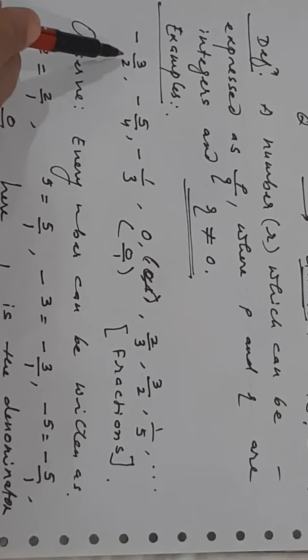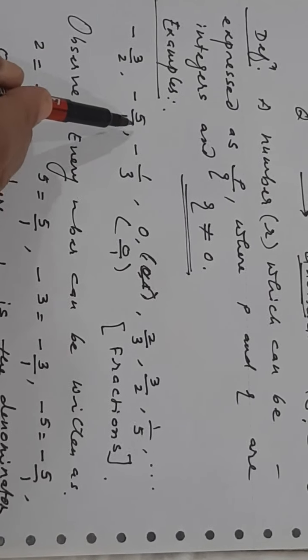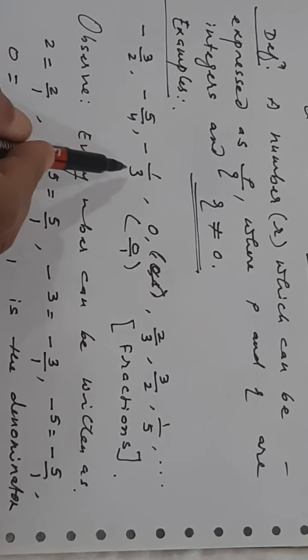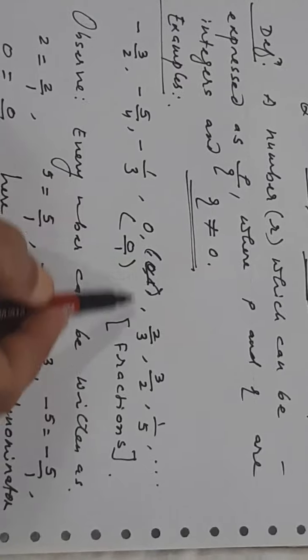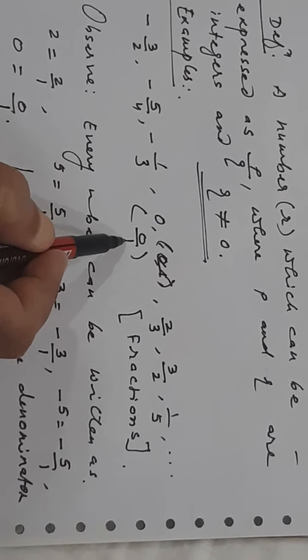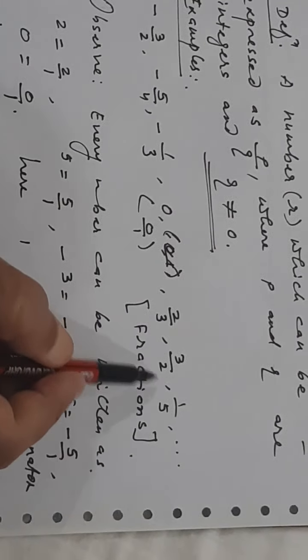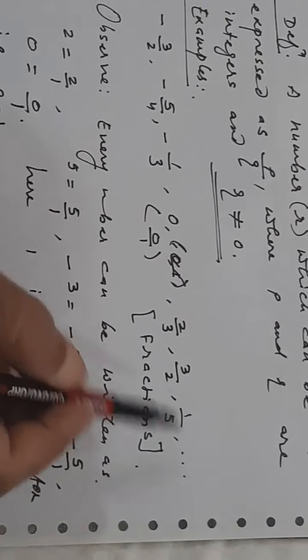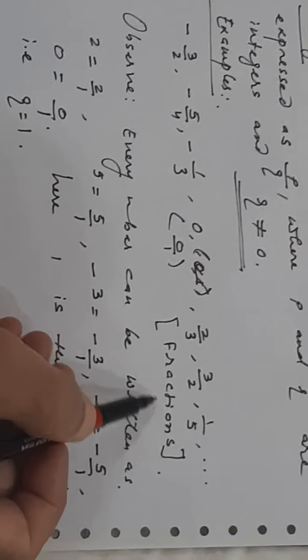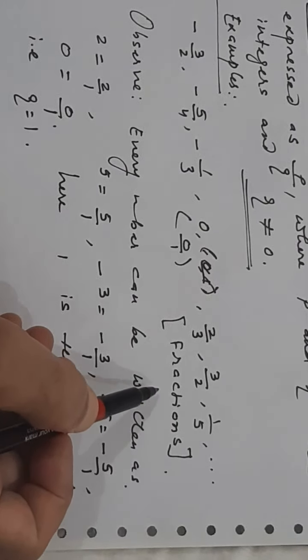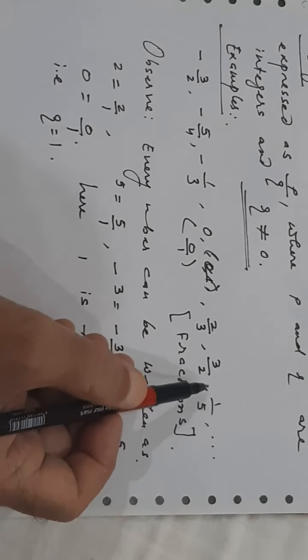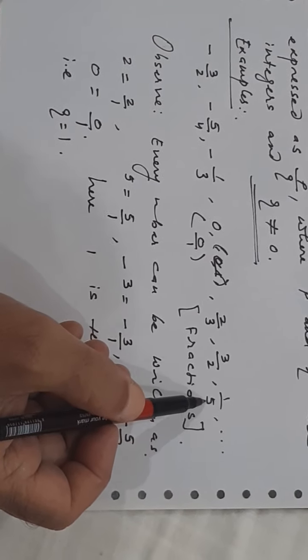Examples for this: -3/2, -5/4, -1/3, 0. 0 can be written as 0/1, 2/3, 3/2, 1/5 and so on. And you know that we call them fractions also. These are fractions in the form of numerator and denominator.